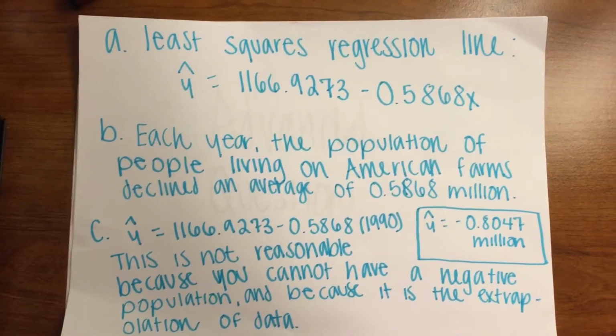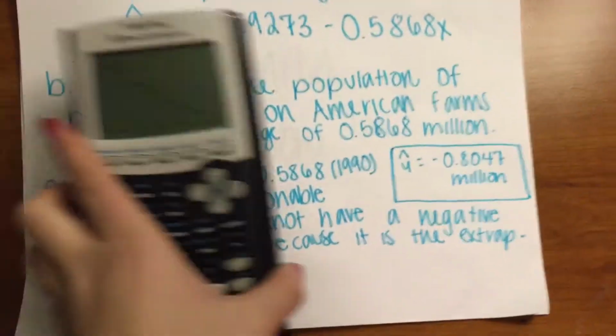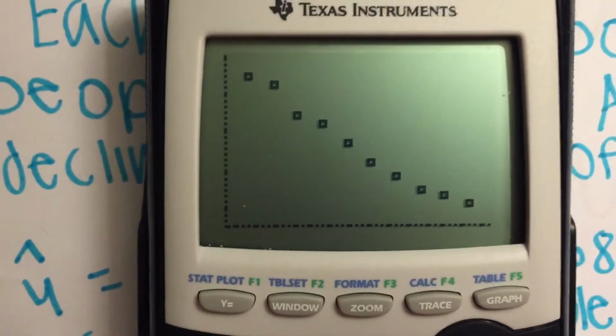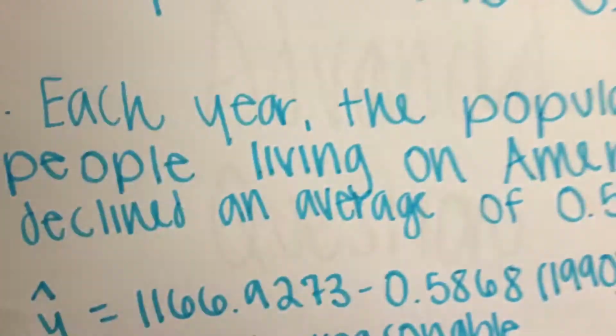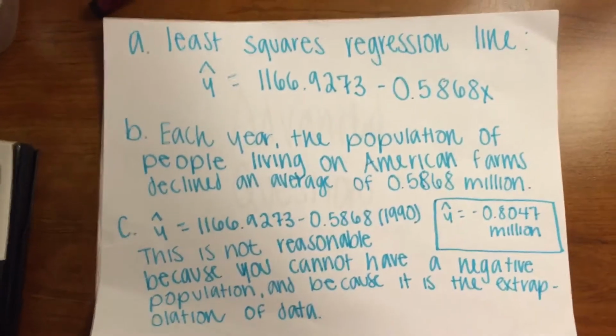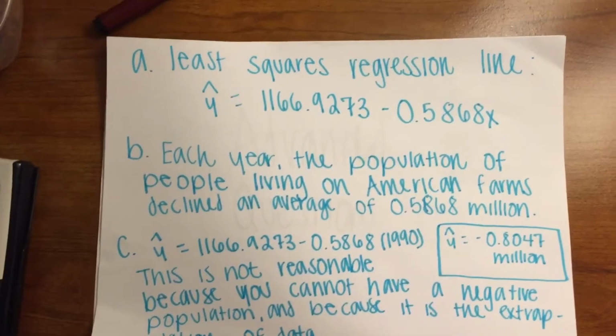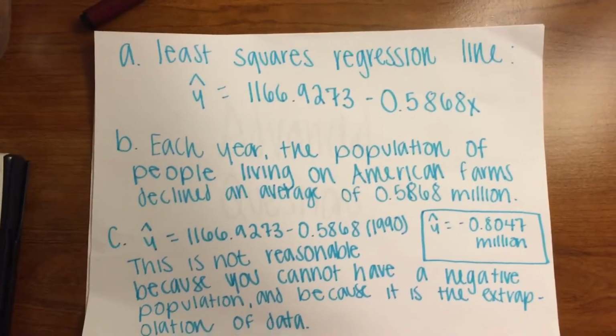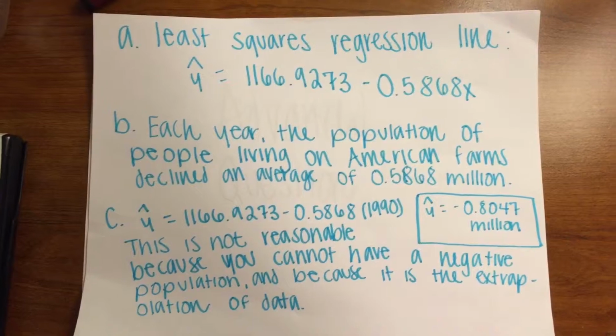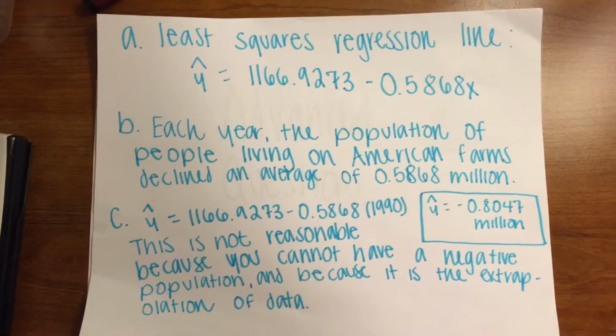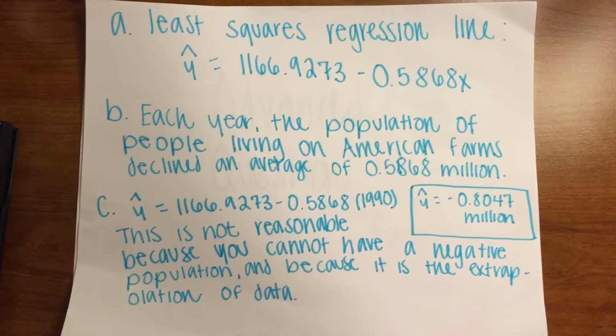1166.9273 minus 0.5868x. And here is the scatter plot of the data, which was made by putting the data into list 1 and list 2 in the calculator. And for B, the population of people living on American farms declined an average of 0.5868 million people per year.